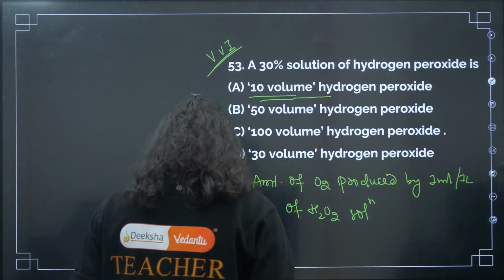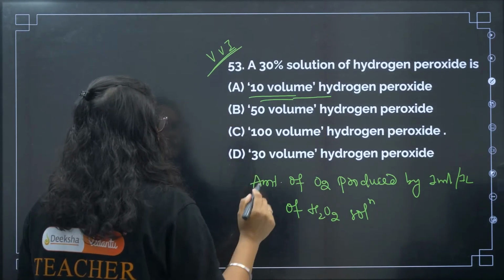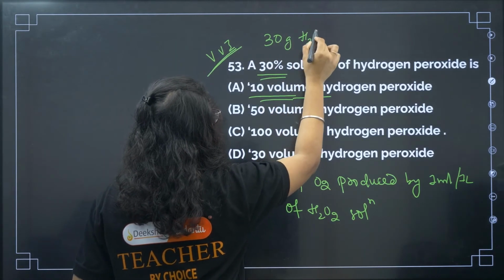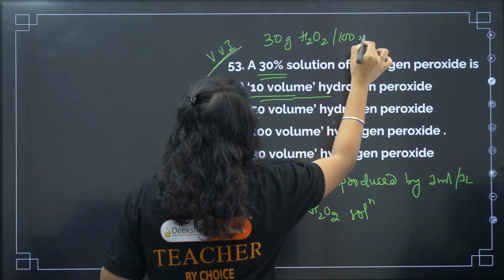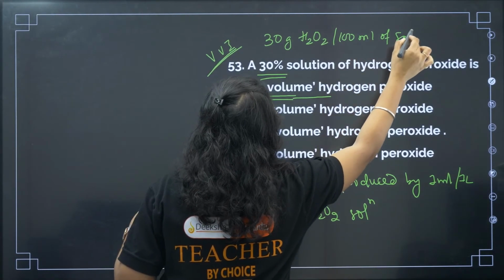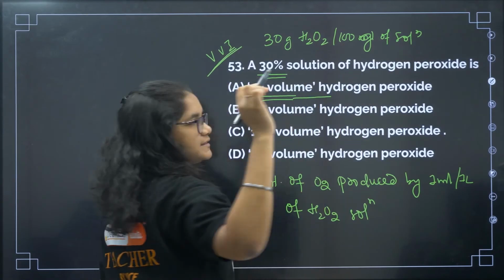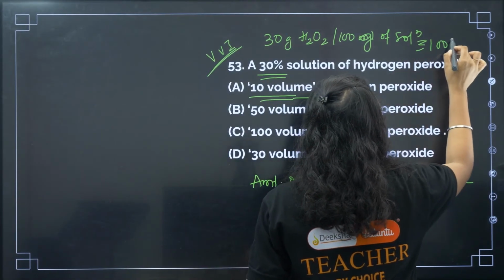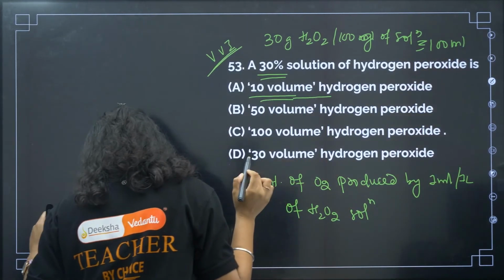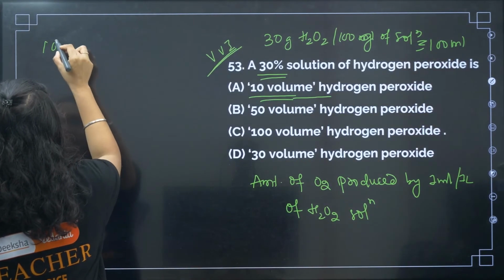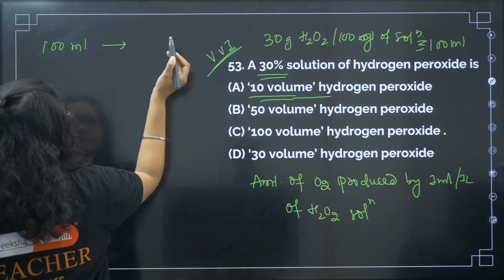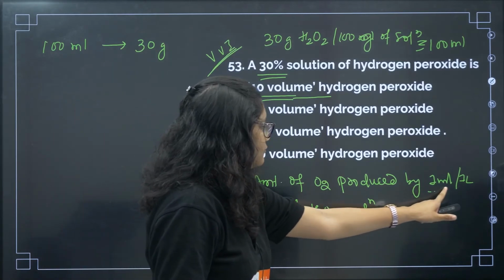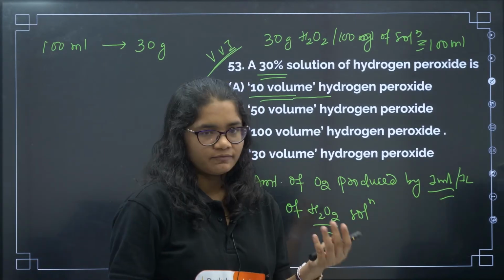Now this question is a little tricky one. So let us say 30% is there. 30% solution means 30 gram of H2O2 in 100 ml of solution. Okay, 100 gram actually, but if I consider the density of water as 1 gram per ml, so I can write it as 100 ml of solution. So in this 100 ml of solution, how much H2O2 is present? 30 gram. But we need either 1 ml or 1 liter of the solution, right?